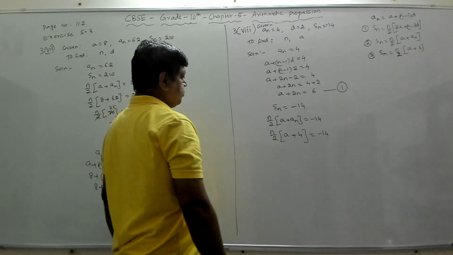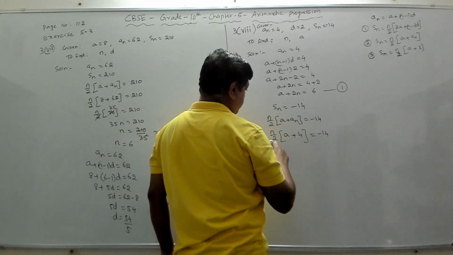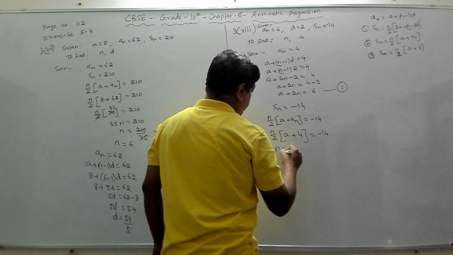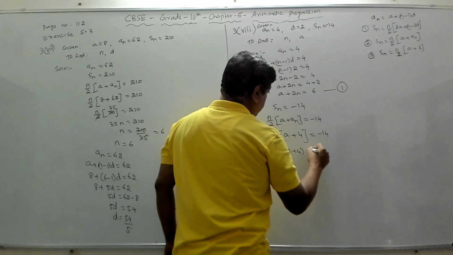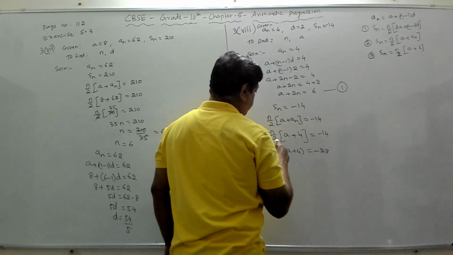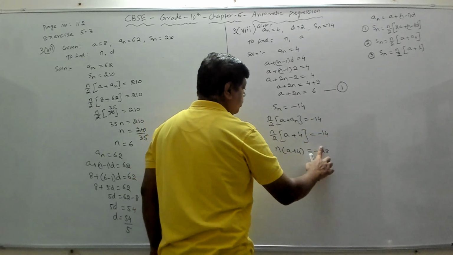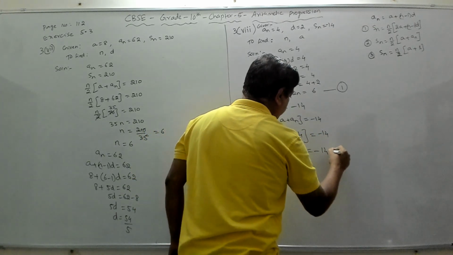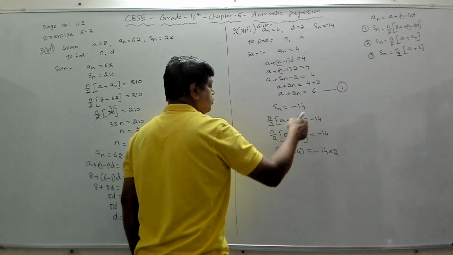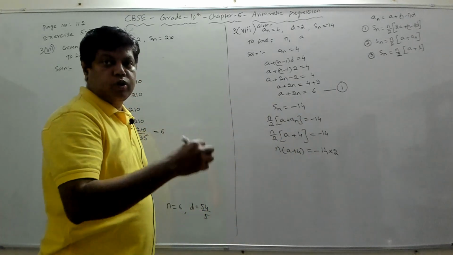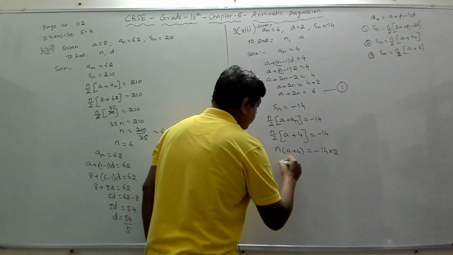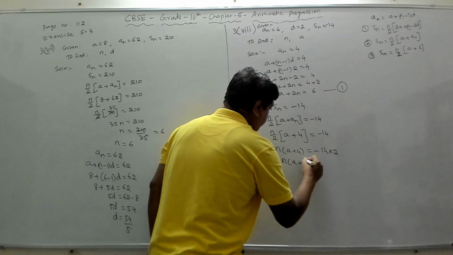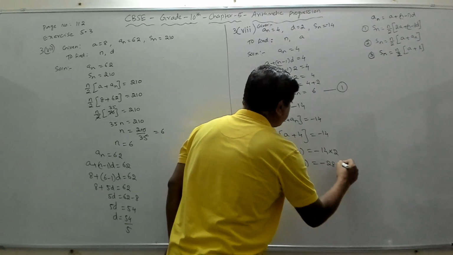Right? So if you want, we can take this 2 to this side. So you get n into a plus 4 equal to minus 28. 14, 2 goes here: 14 minus 14 into 2. If you want, I'll write that. Minus 14 into 2. The denominator 2, if it goes to the other side, goes to the numerator. So multiplied by 2, you get n into a plus 4 equal to minus 28. This is equation number 2.